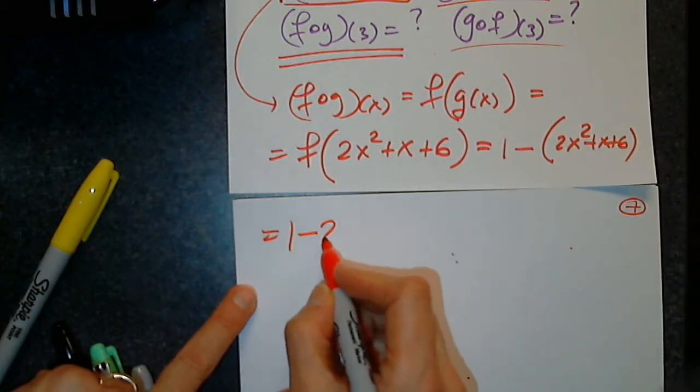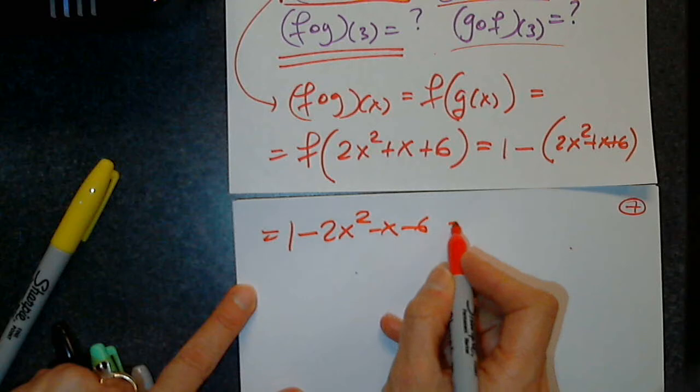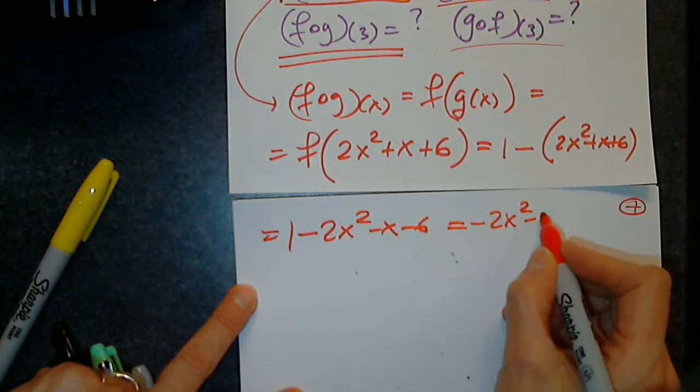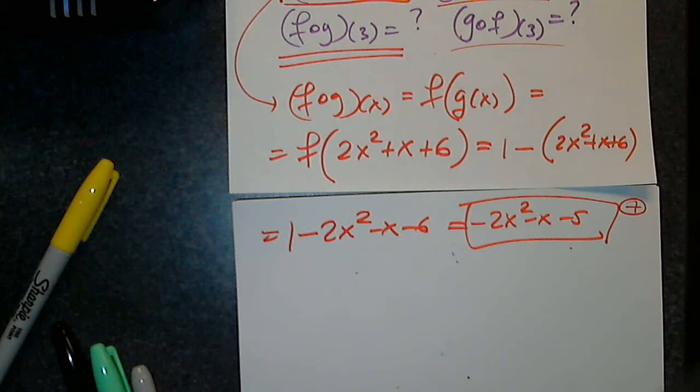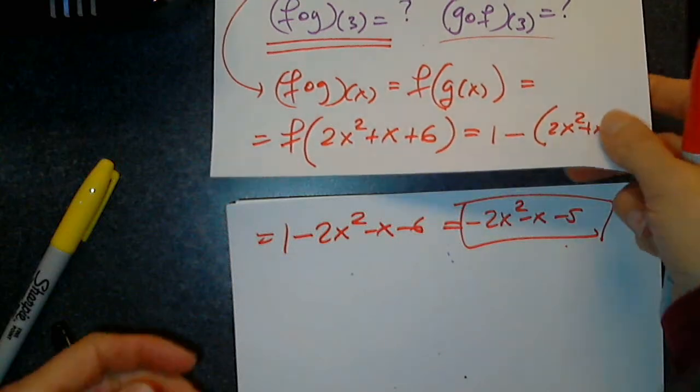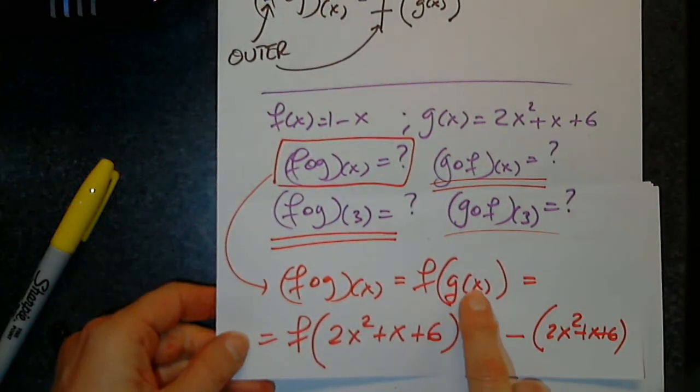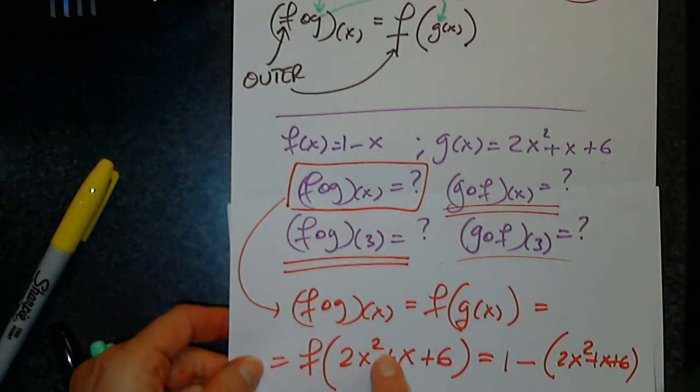So this is 1 minus 2x squared minus x minus 6, which is negative 2x squared minus x minus 5. Do we understand how we get this? Which part? So is it clear why we replace g of x? Okay. Yes, now it is.